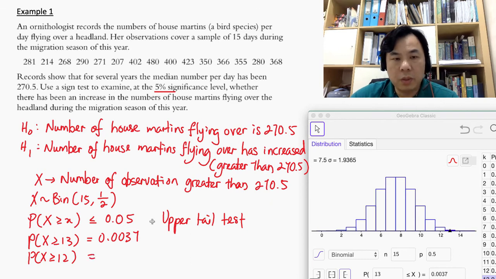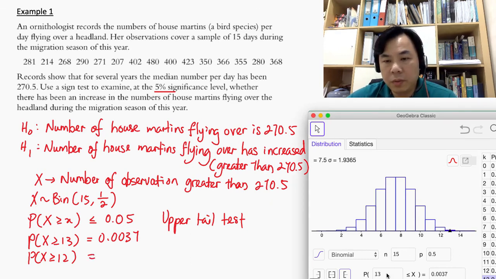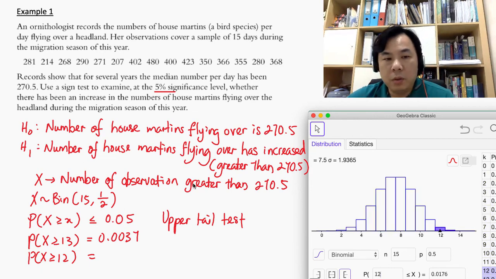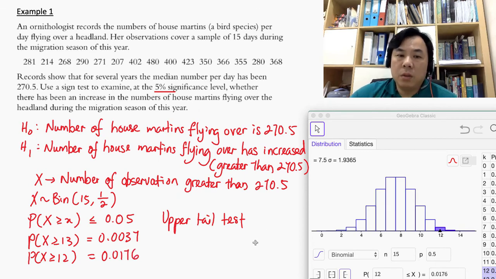Let's see whether it works. Okay, using a 12, let's see. Using a 12, I will get 0.0176 there. Using a 12 is 0.0176, which is quite close to 5% now.